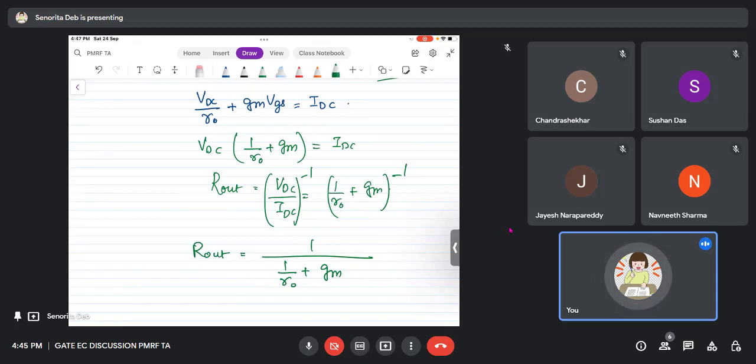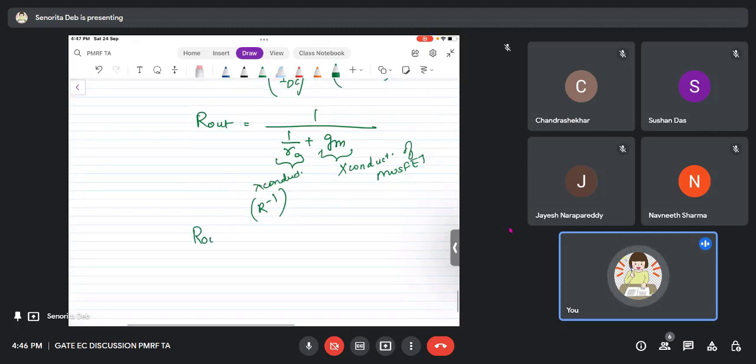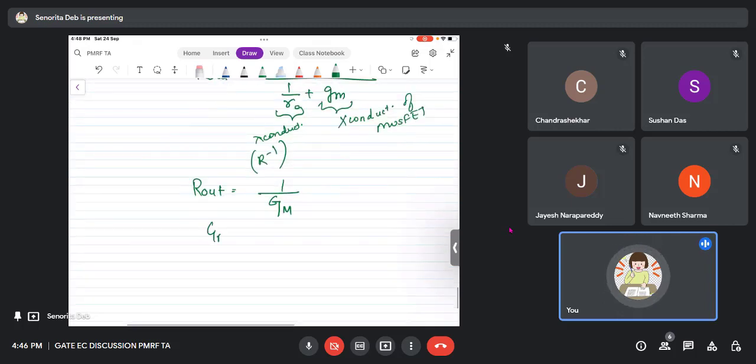A similar kind of question was asked, I think, in GATE. So we will do that question later. But here you see R out is coming as 1 upon 1 by R0 plus GM. What does it mean? GM is transconductance, right? And 1 by R0 is also a transconductance parameter. Both of them are transconductance parameters. This is the transconductance of the MOSFET, and this is also a transconductance parameter, the inverse of resistance. So that means R out equals 1 upon, let's say, capital G, where capital G is nothing but 1 by R0 plus GM.